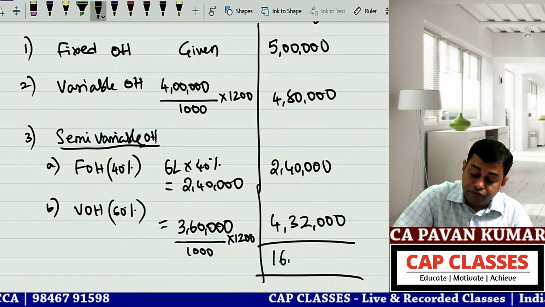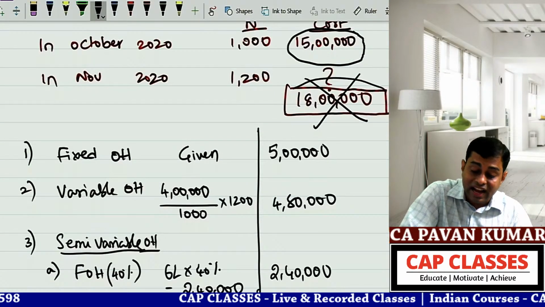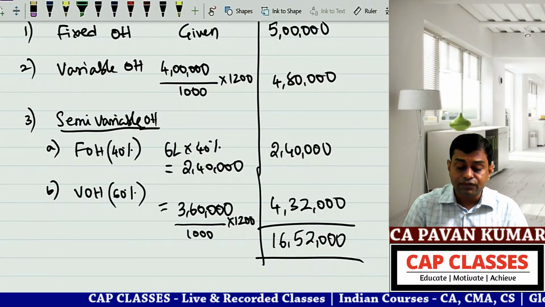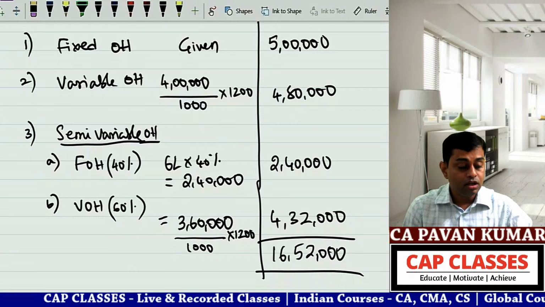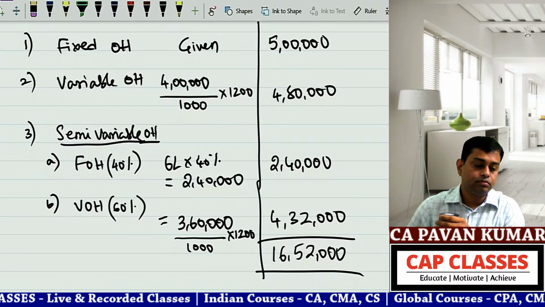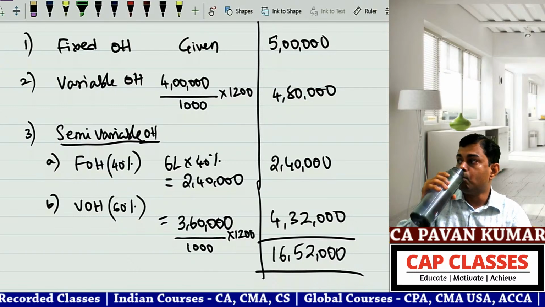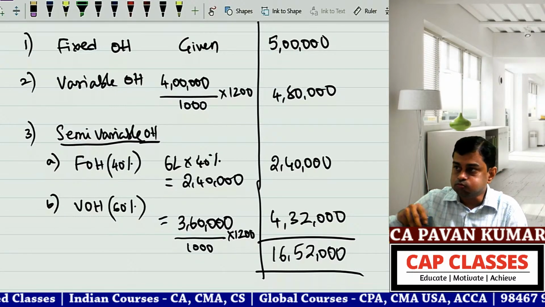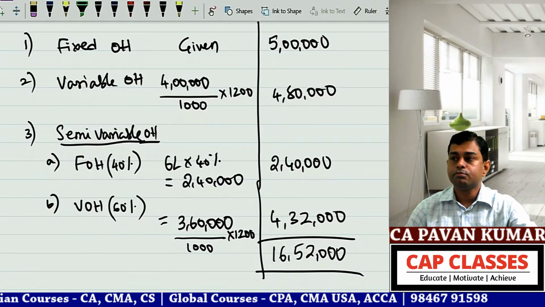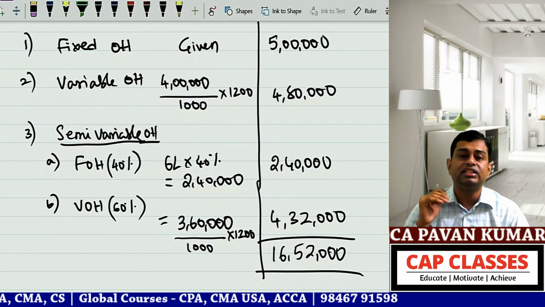This is 16,52,000. But if you do not classify overheads into semi-variable, variable and fixed, you will say 18 lakhs, which is the wrong answer. If you do proper classification, then you will understand that it will be 16,52,000. You understand this? Copy this. Okay, under that, write down example. This is one example given in the ICA material. I'll give you another example.